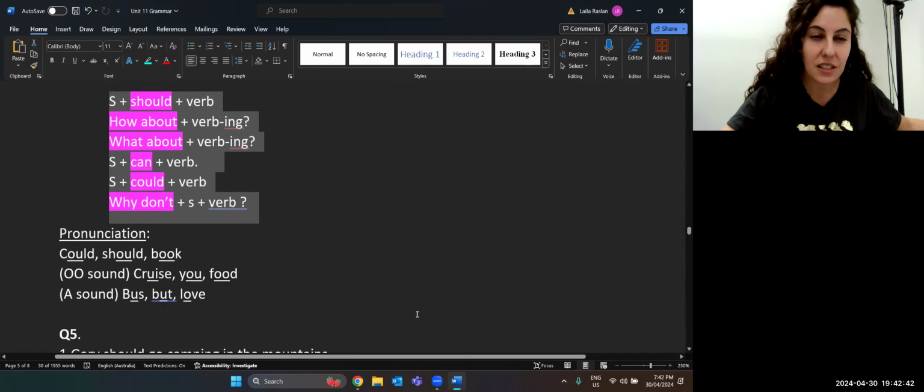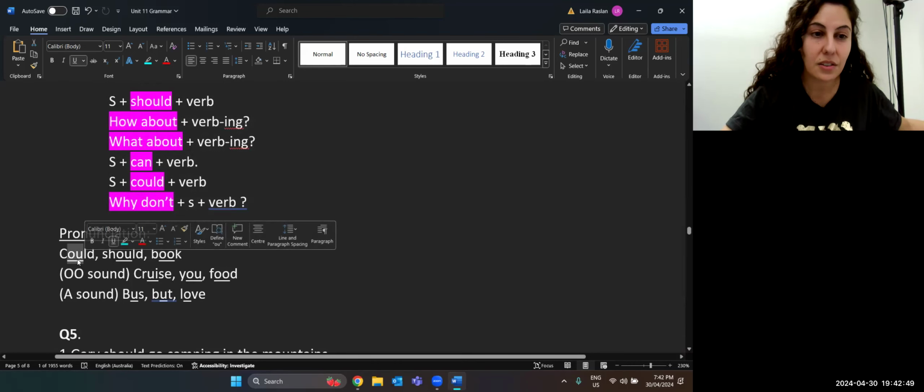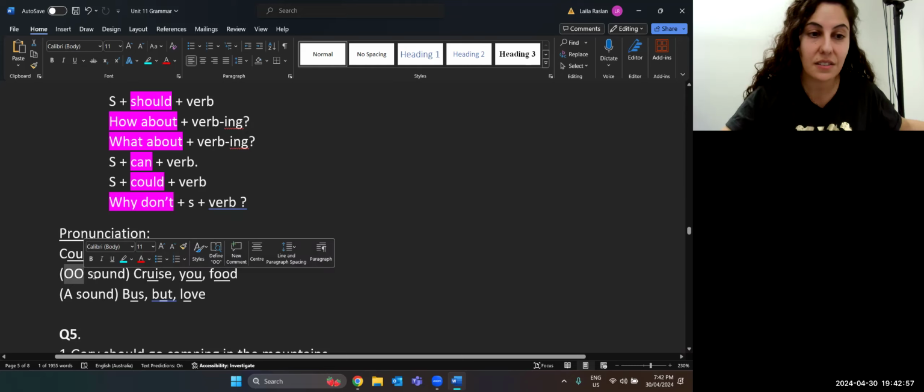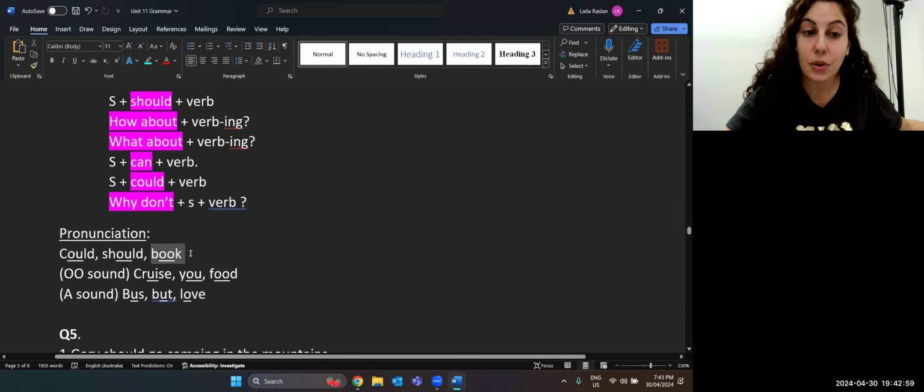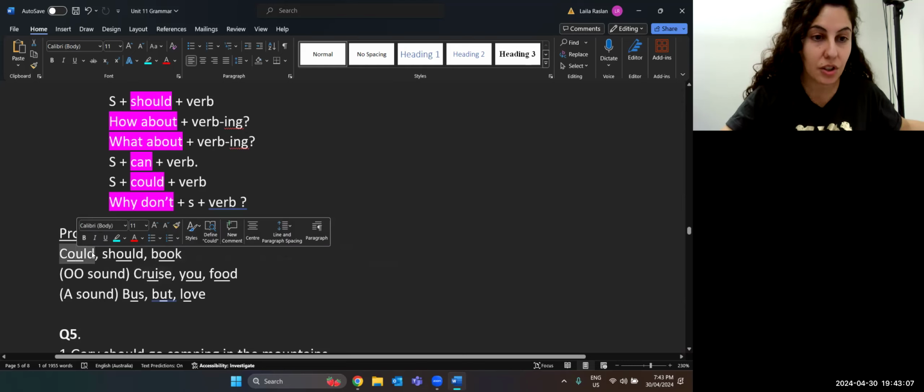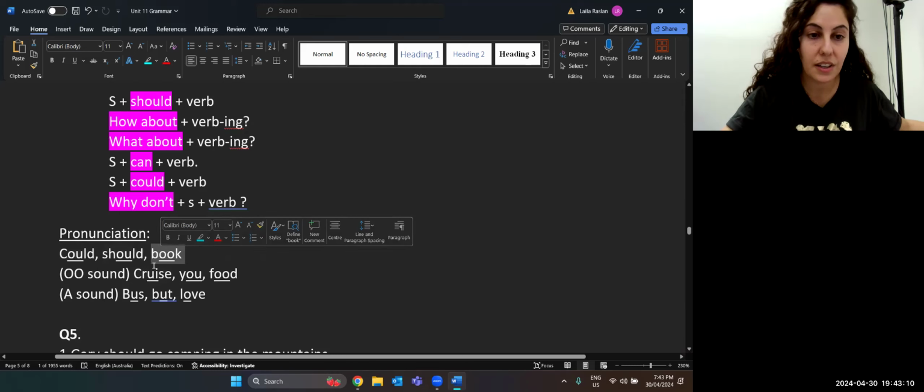So let's look at just some pronunciation first. Could. So this makes a oo sound. Could, would. Should. So should, it's a oo sound. Book, and cruise. Okay, so these were verbs: could, should, book.